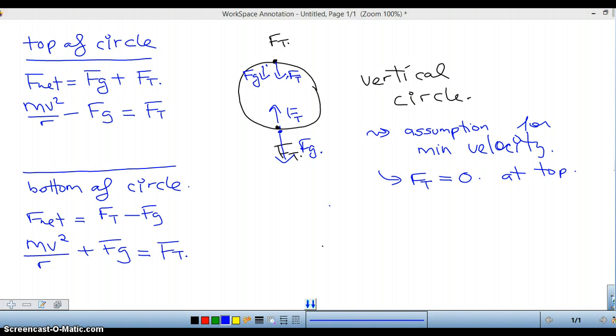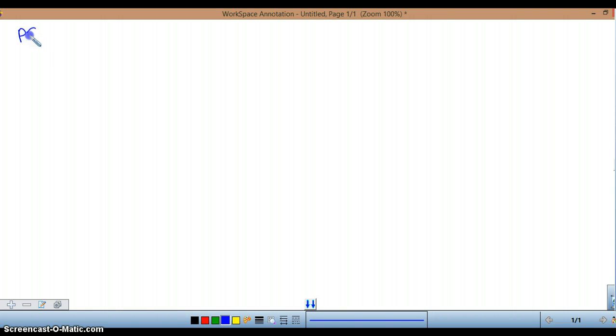And this question is on page 130 of the old Nelson 12 textbook. Okay, sample problem number 2.